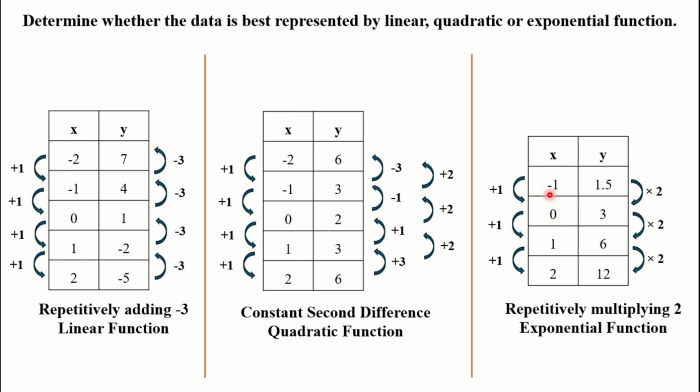Another example, x and y values are given. Based on the output relationship, 1.5 into 2 will give 3, 3 into 2 we get 6, 6 into 2, 12. This means repetitively multiplying by 2, so here we can say that the exponential function is best suited for the given data.